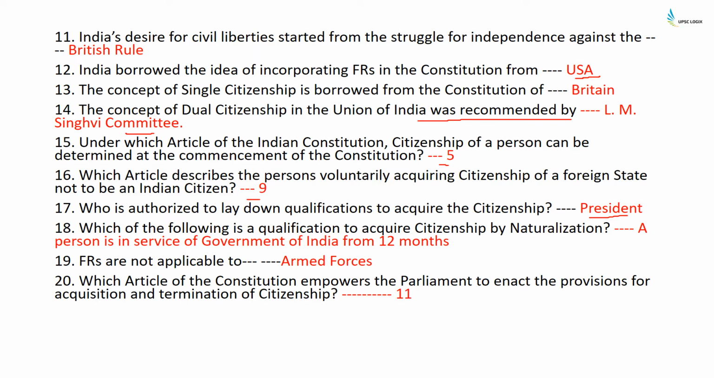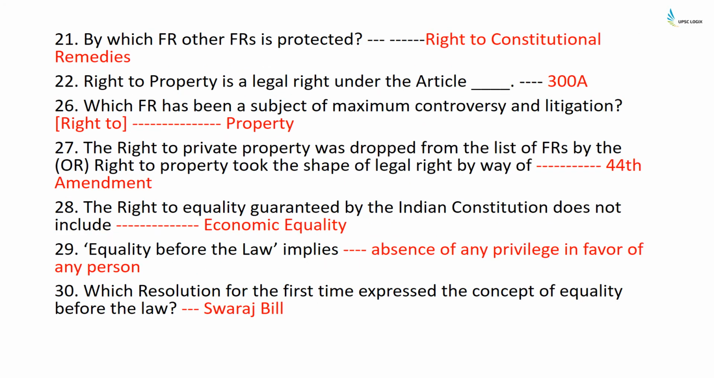Which article of the Constitution empowers the Parliament to enact provisions for acquisition and termination of citizenship? It is Article 11. By which fundamental right are other fundamental rights protected? It is the right to constitutional remedies, or Article 32. Right to property is a legal right under Article 300A.